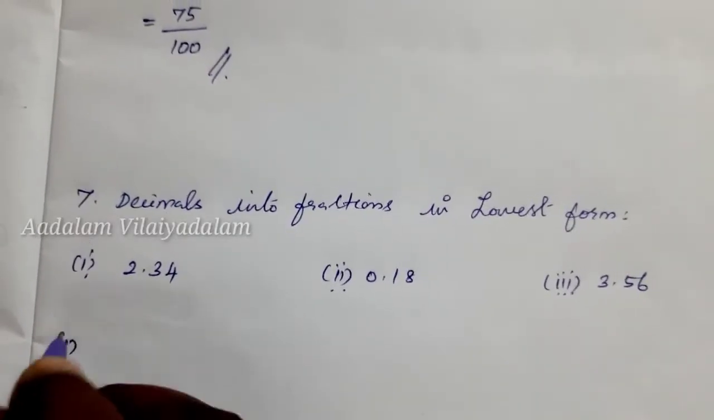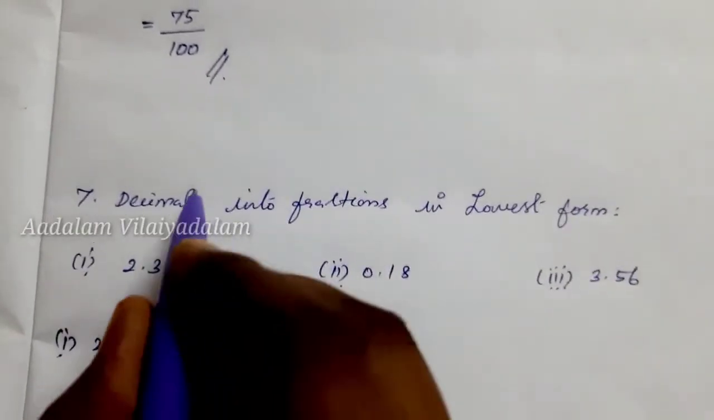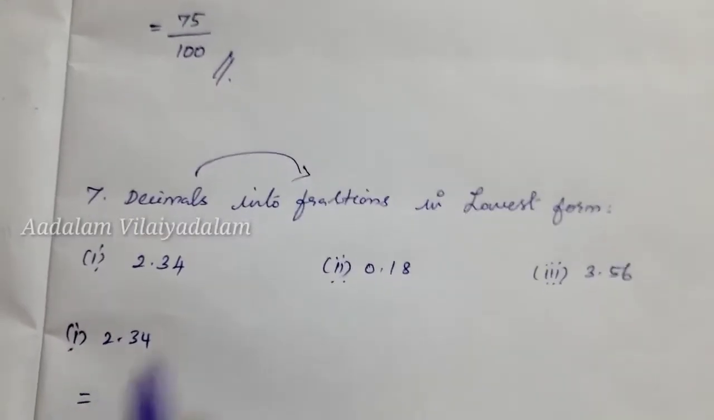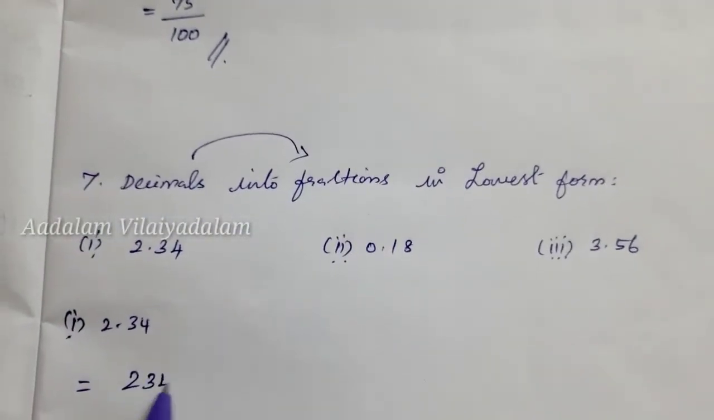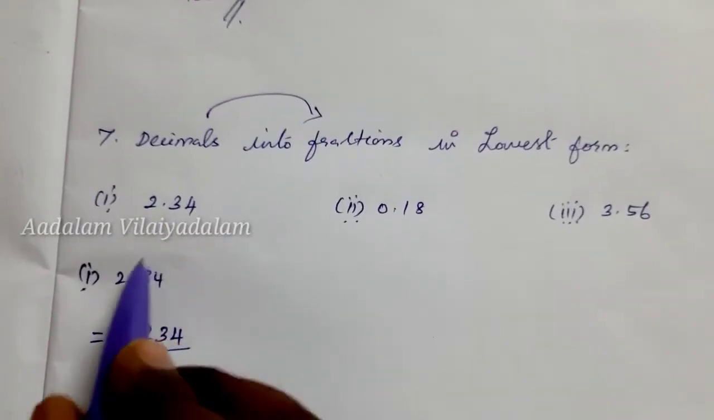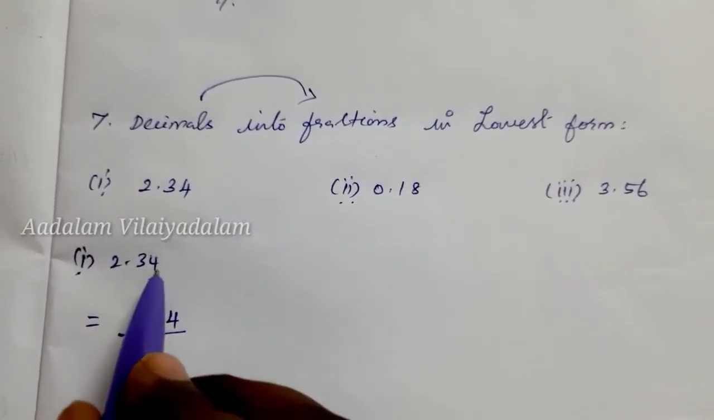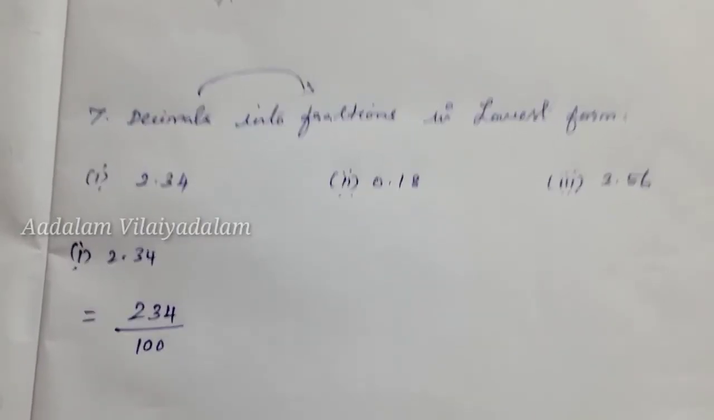Now the seventh sum is decimals into fractions in lowest form. The first subdivision is 2.34. We need to change the decimal into a fraction like the previous sum. So write the number without the decimal point. Look at the numbers after the decimal point: there are two digits, so we write 100.